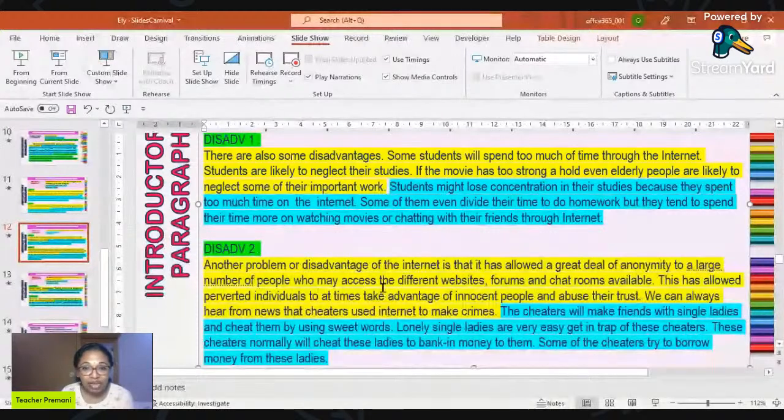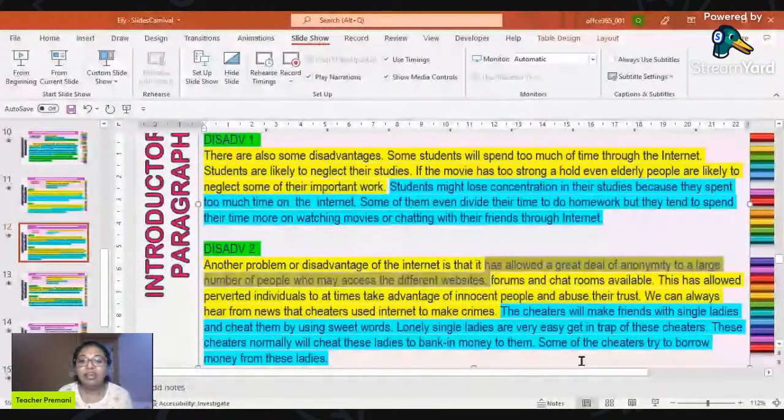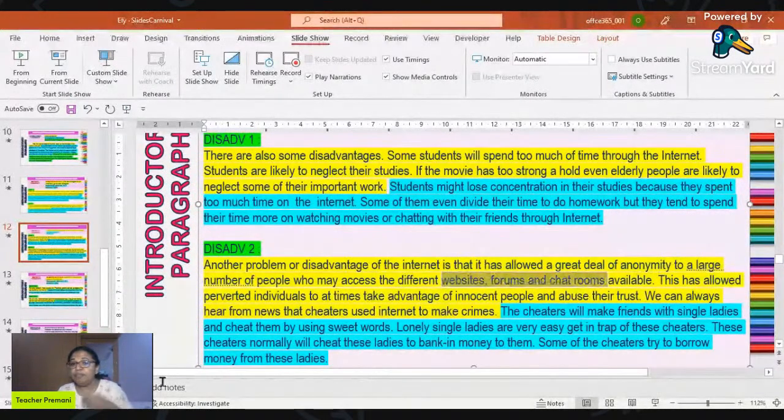So this is actually the elaboration of the problem. This is the problem: allow a great deal of anonymity to a large number of people who may access the different websites, forums, and all. So in your elaboration, you can see you're also including some example. This is the example. So that gives a balanced impact here.